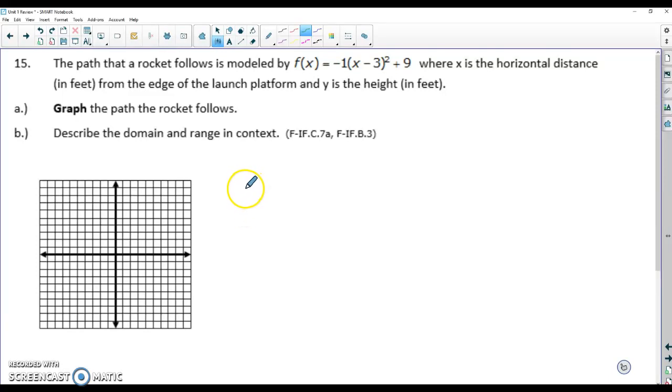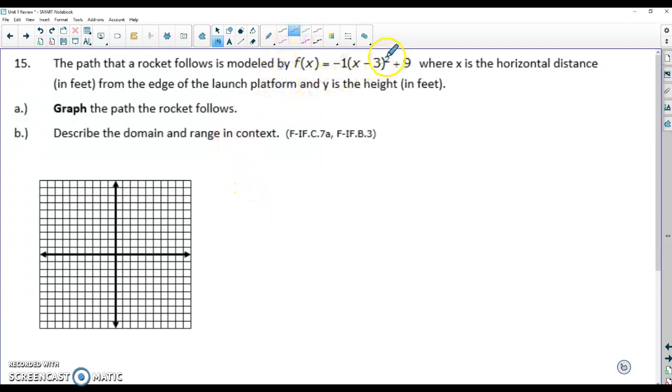Okay, in our application problem, it says the path that the rocket follows is modeled by f of x equals -1 times (x minus 3) quantity squared plus 9, where x is the horizontal distance in feet from the edge of the launch platform and y is the height in feet. Graph the path the rocket follows.